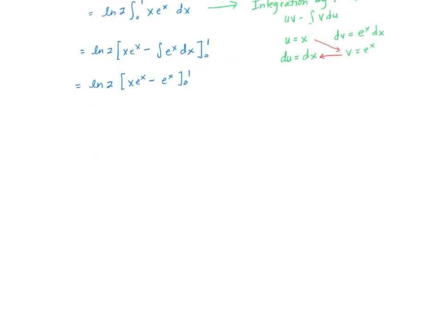Plugging in 1 for x, I get again the natural log of 2 on the outside. This just becomes e minus e, minus, putting in 0 for x, 0 minus 1. So this is natural log of 2 times 1, and the answer is simply natural log of 2.